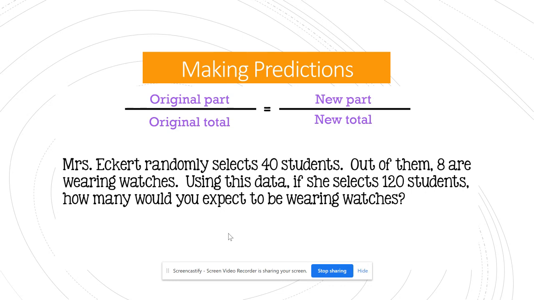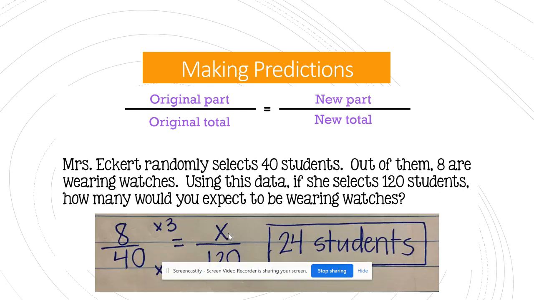So this problem says Mrs. Eckert randomly selects 40 students. Out of them, 8 are wearing watches. Using this data, if she selects 120 students, how many would you expect to be wearing watches? So if you look at how I solved this, I did 8 over 40 equals x over 120. So I know that 40 times 3 is 120. So that's why I can multiply the numerator and denominator by 3 to get my new part of my proportion. So 8 times 3 would be 24 students.